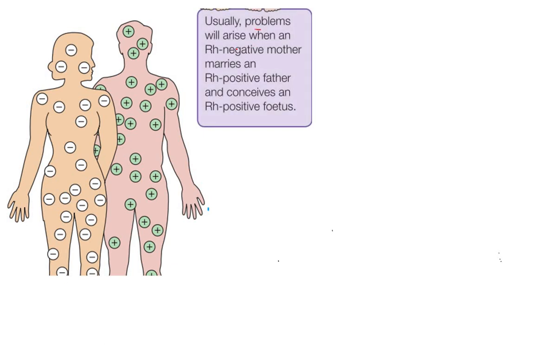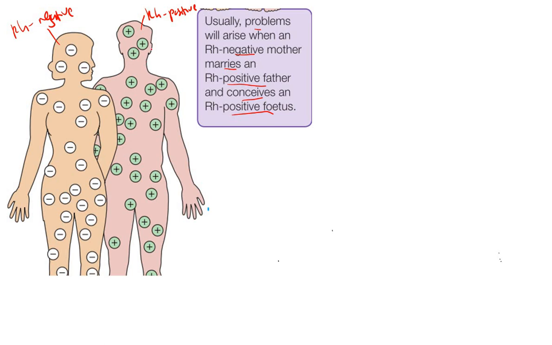Usually problems will arise when an Rh negative mother marries an Rh positive father and conceives an Rh positive fetus. So mother Rh negative, father Rh positive. When this mother conceives, she has a probability to conceive either an Rh negative fetus or an Rh positive fetus, because the father is Rh positive. This inheritance we are going to learn in Form 5.